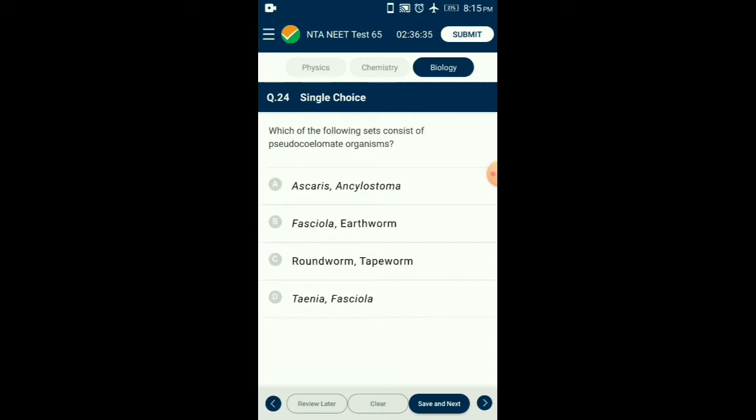Question number 24. Which of the following sets consist of pseudocoelomate organisms? The members of phylum Aschelminthes are commonly called roundworms. These are either free living or endoparasites found in animals, including human beings. Roundworms are bilaterally symmetrical, triploblastic, and pseudocoelomate animals with organ level of organization. Examples: Ascaris and Ancylostoma. So the answer is option A, Ascaris and Ancylostoma.